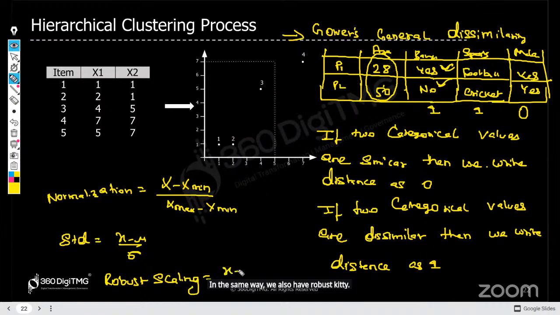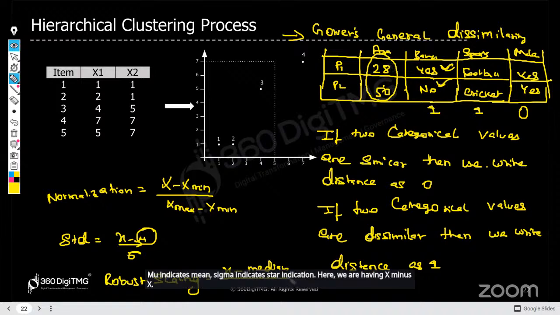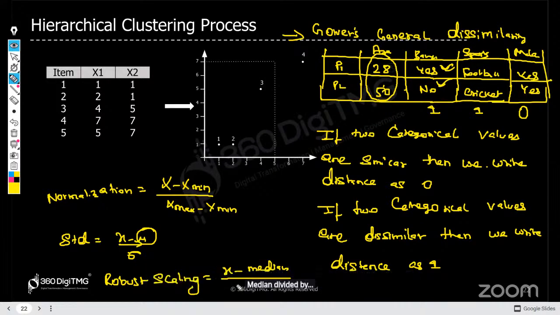It's x minus median. Here we have used mean. Mu indicates mean. The sigma indicates standard deviation. Here we are having x minus x median divided by IQR, interquartile range. So these are the different scaling techniques which we perform so that we can scale down the data into a certain range. This data might be in millions.